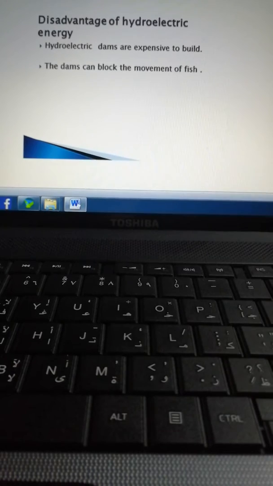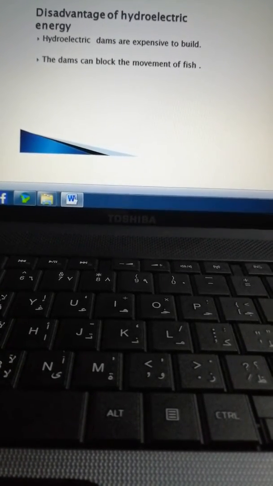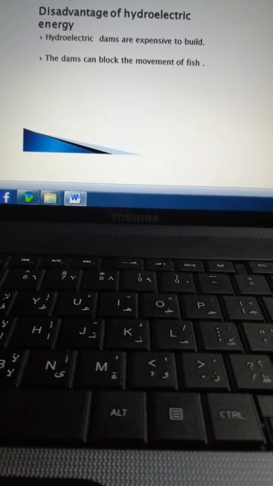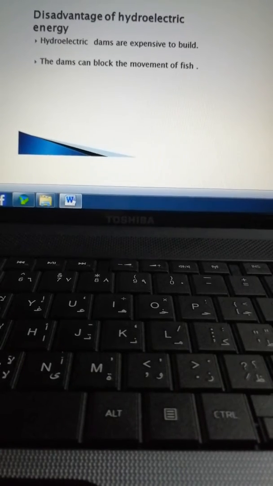Disadvantages of hydroelectric energy. Let's know what the disadvantages of hydroelectric energy are. Hydroelectric dams are expensive to build, and the dams can block the movement of fish.